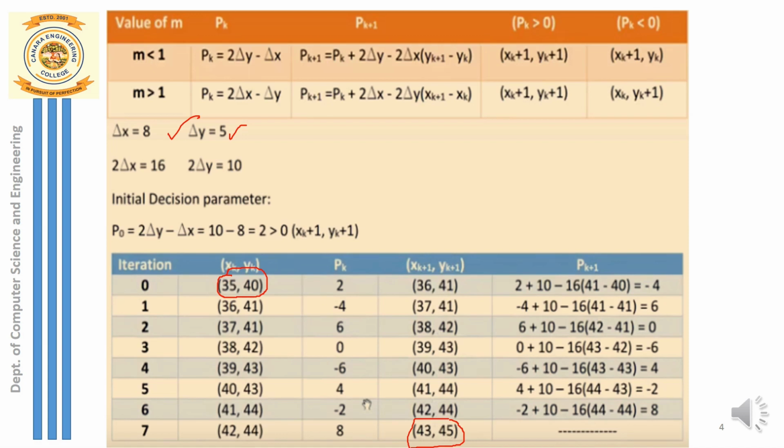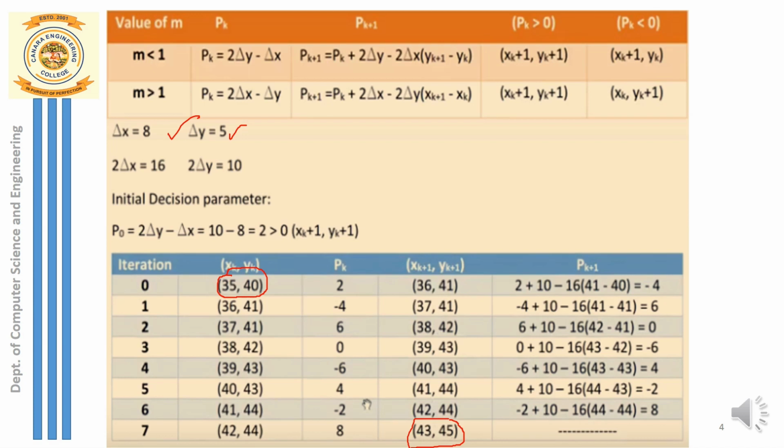So delta x and delta y are calculated. 2 delta x also you keep it ready, because we require that in our formula. 2 delta x and 2 delta y, both we require in our formula. That is why you can just keep the 2 delta y and 2 delta x values ready. So how much is that? 2 into 8, that is 16. Then 2 into 5, that is equal to 10. So keep these values ready.